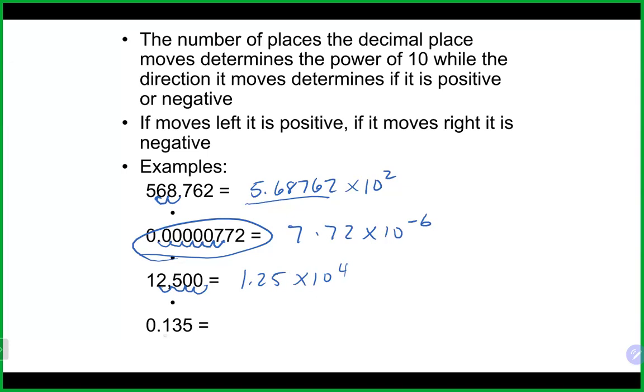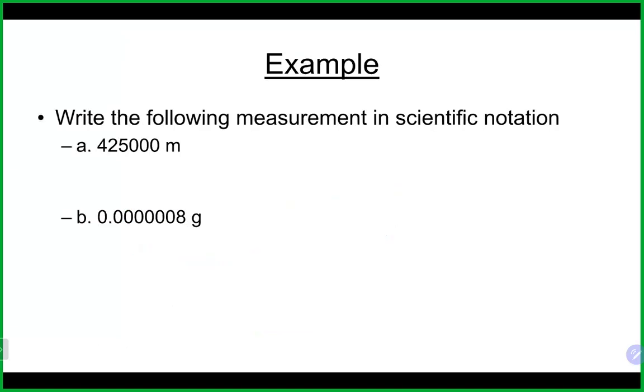And lastly here, coming this way, that is going to be 1.35 times 10 to the minus 1 in terms of writing it in scientific notation. Any questions on any of those there? And again, when we talk about significant figures, it'll hopefully be a little clearer on why we got rid of some numbers, why we kept some numbers. All right, we'll skip that one, I think.